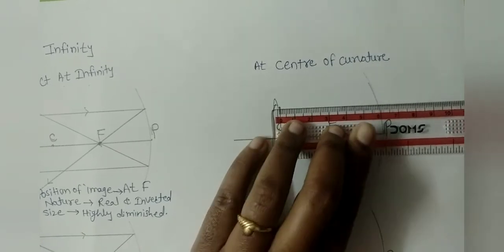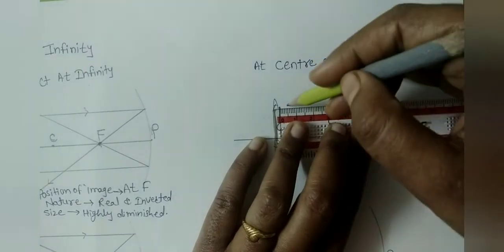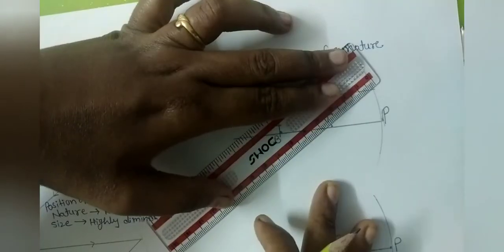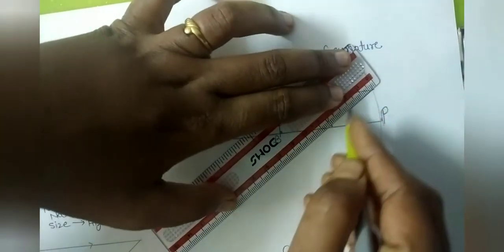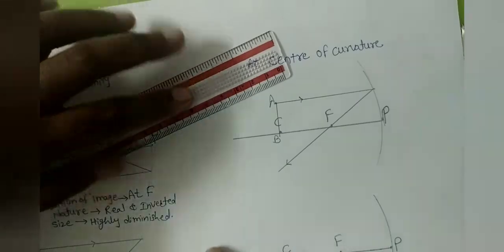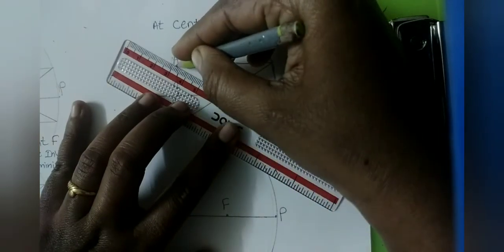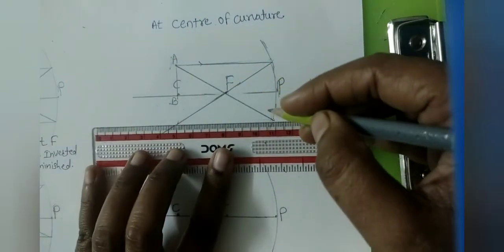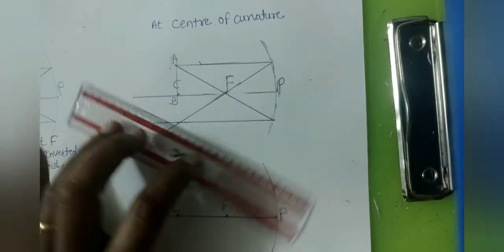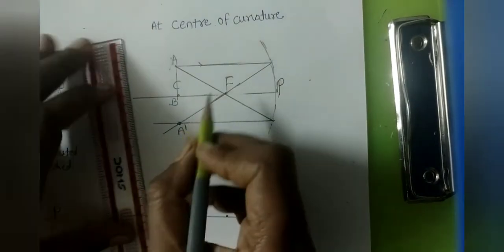So first a ray which is going parallel to the principal axis. After reflection it will pass from the focus. Another ray which is passing from the focus. After reflection it will go parallel to the principal axis, and here they will intersect with each other and we obtain the image of point A, that is A dash.